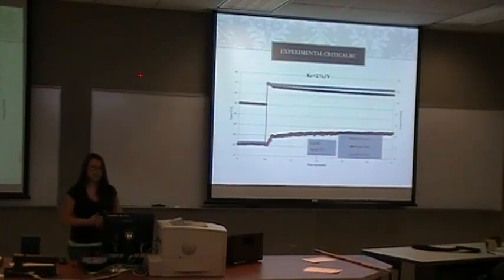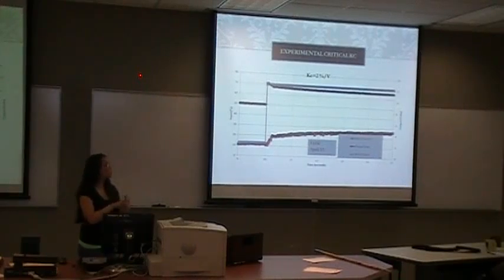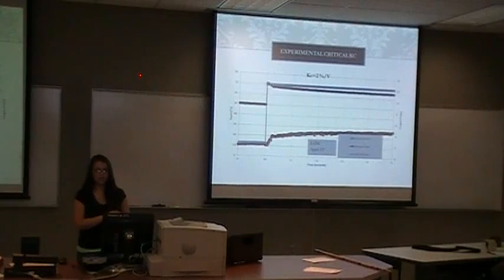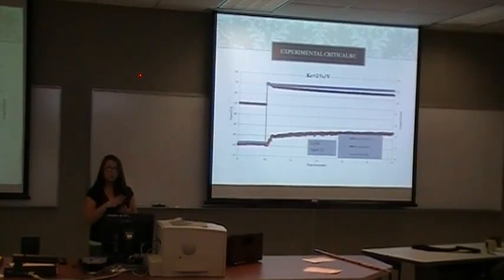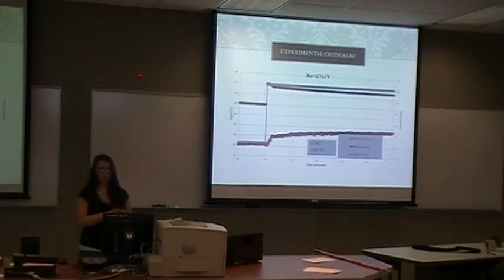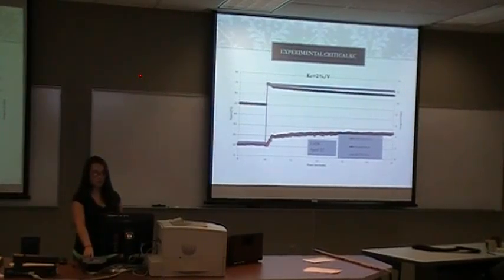This is our experimental critical KC, and the output is shown in red squares again. There is a step up from 2.2 to 12.2, so 10, and we have an offset of about 8, and it's monotonic.